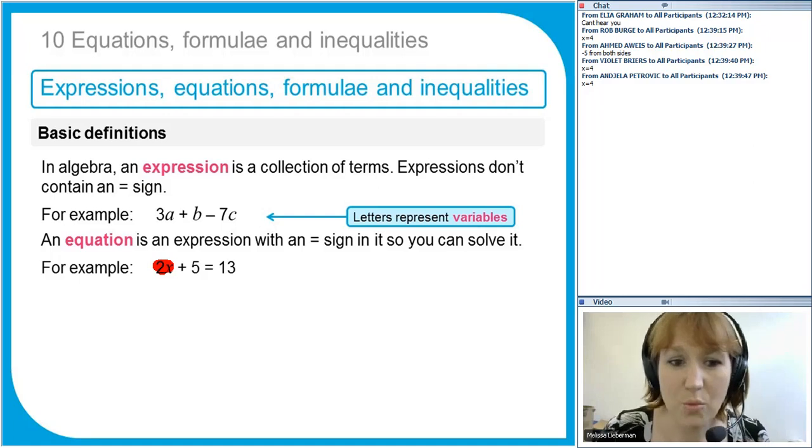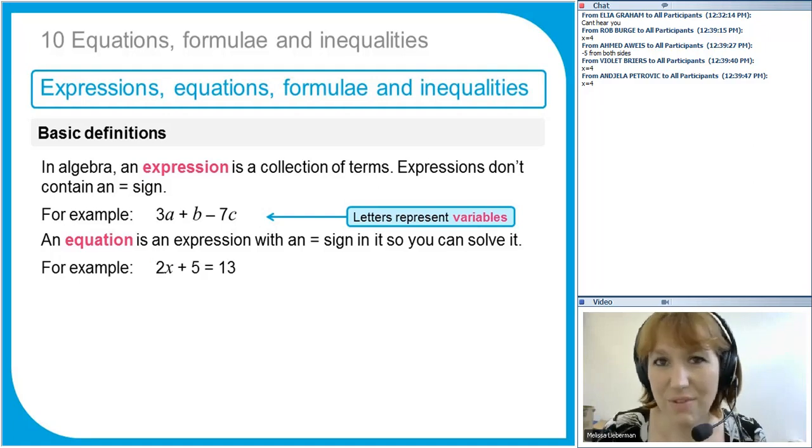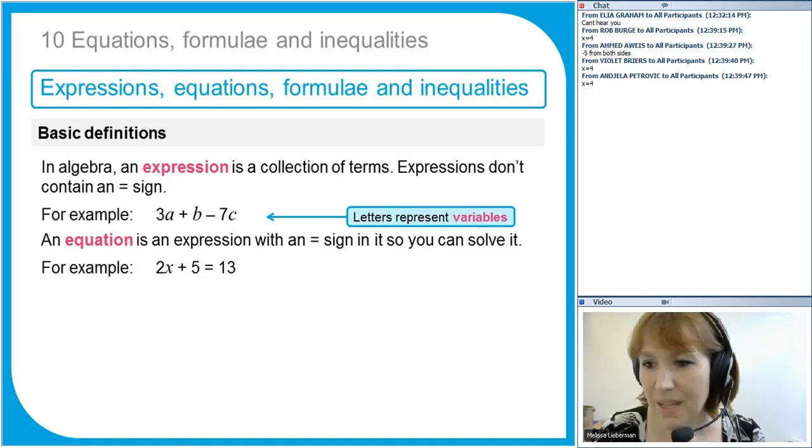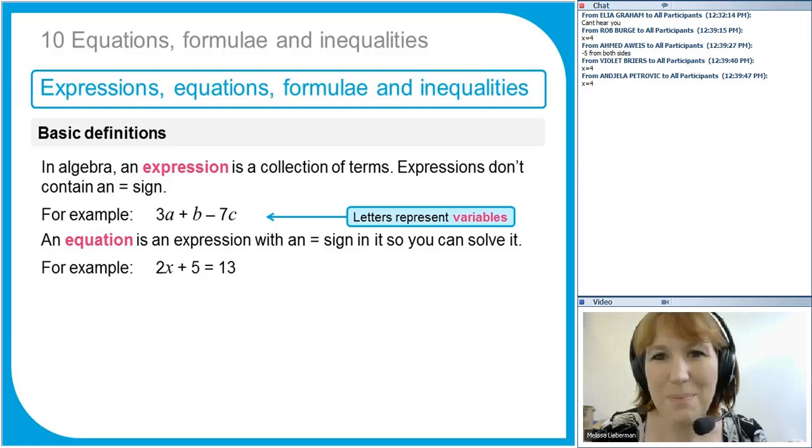Now, equations can be much more complicated than this. They can have lots of x's in, they can have fractions in, all sorts of things. But today we'll just stick to the basics of the strategy that we use to solve equations. Ahmed, yes, start by taking away 5 on both sides. And the answer is x equals 4. So everyone that's written that down, perfect, well done.